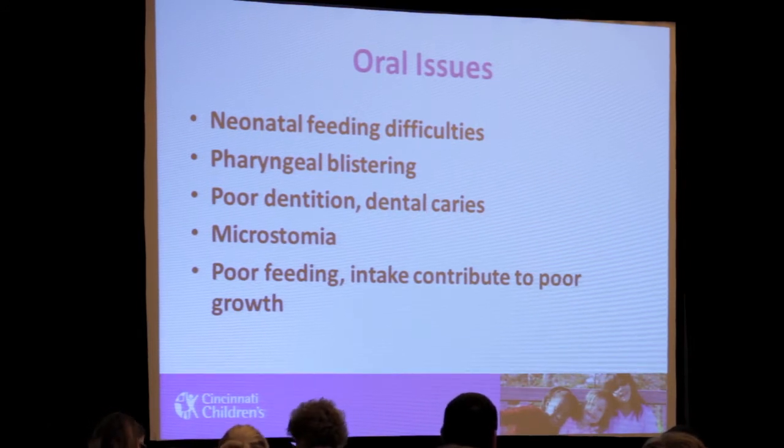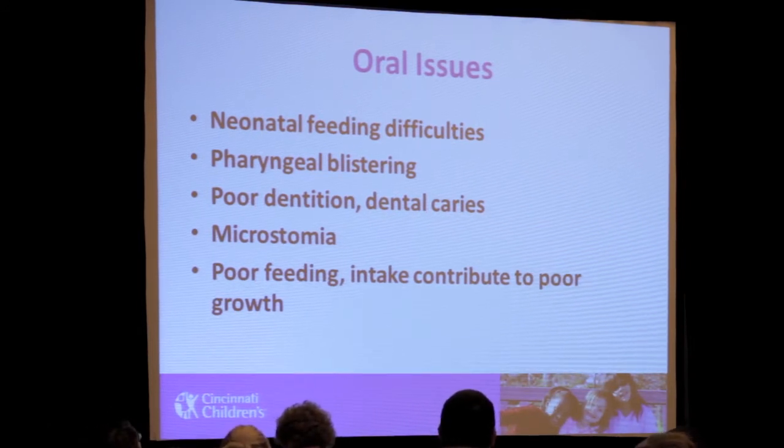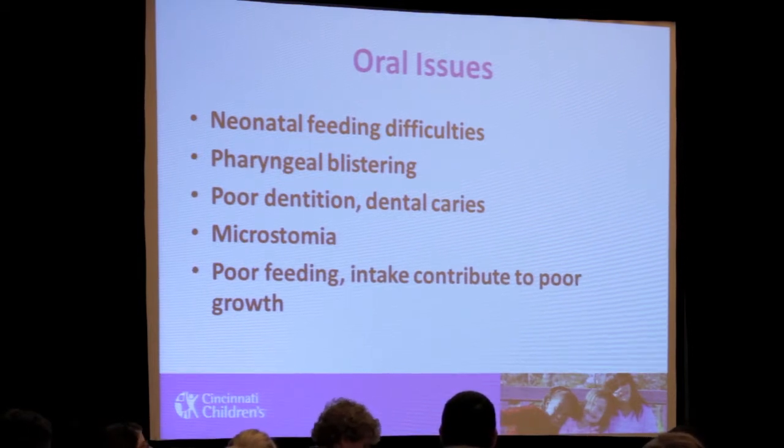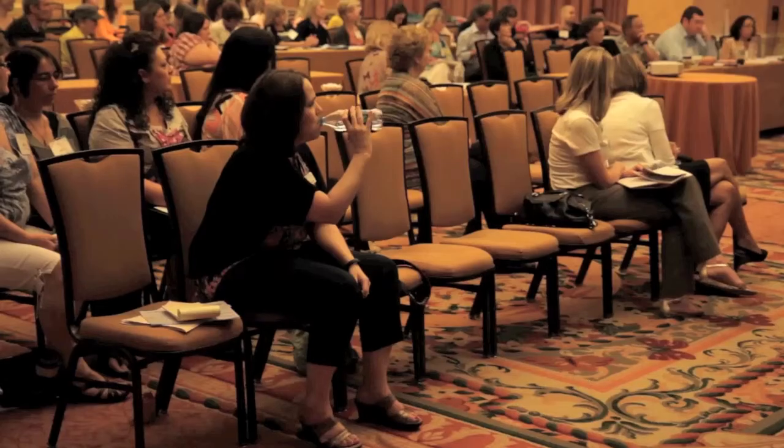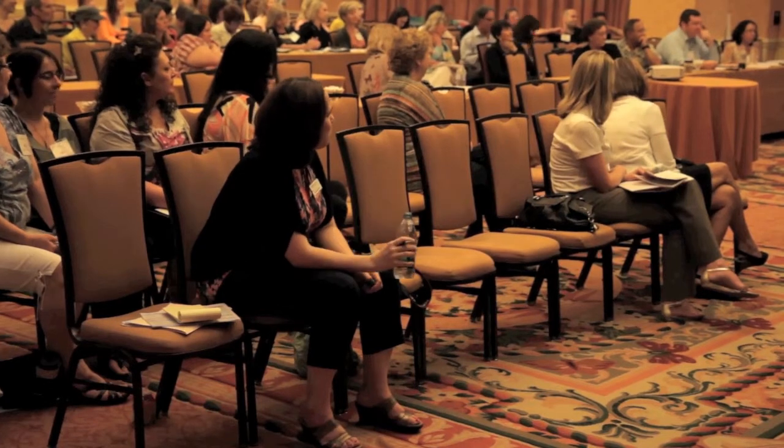Dr. Wright will cover all of these in his dental talk, I'm sure, but babies with EB have trouble eating from the very beginning. There'll be pharyngeal blistering, poor dentition, dental caries, ultimately microstomia, or small mouth, develops, and this poor feeding and intake contributes to poor growth, which contributes to malnutrition, which contributes to other nutritional deficiencies, and around you go.